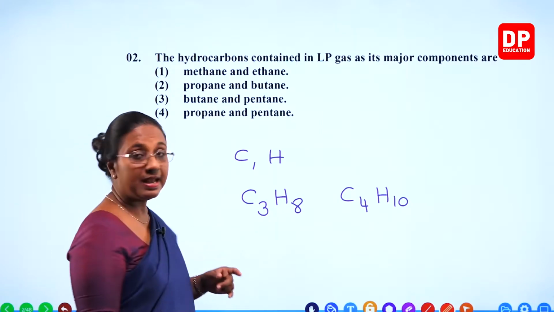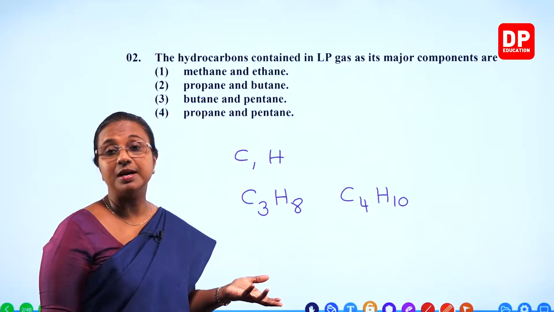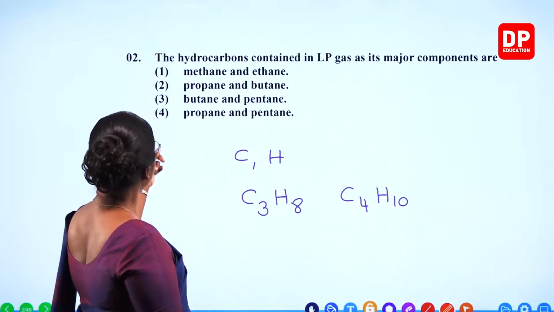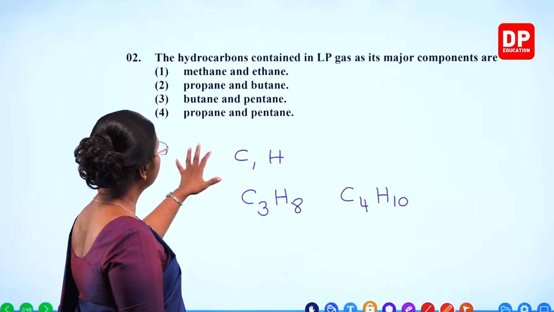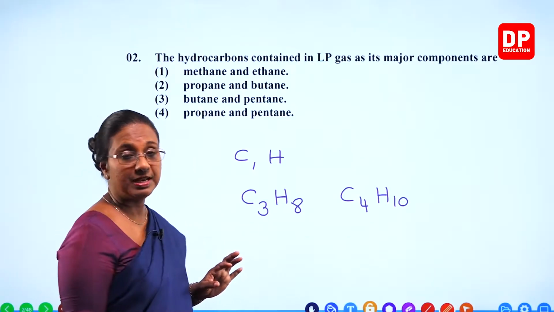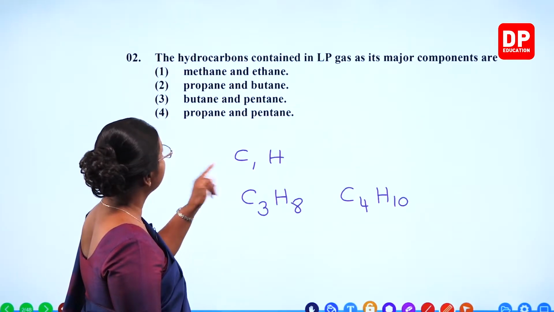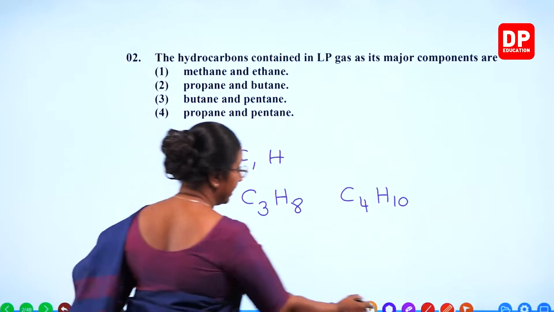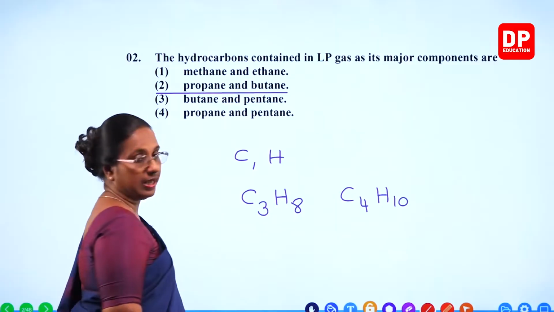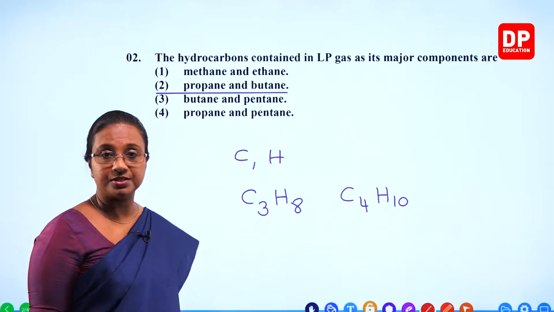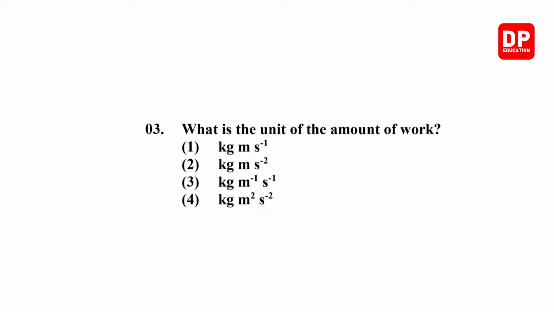Then butane and pentane. Pentane is a 5 carbon hydrocarbon. And then the fourth one is propane and pentane. So that also is a different combination. So the correct answer, the hydrocarbons contained in LP gas, are both propane and butane. Is that clear, students? So then we'll move on to the next one.